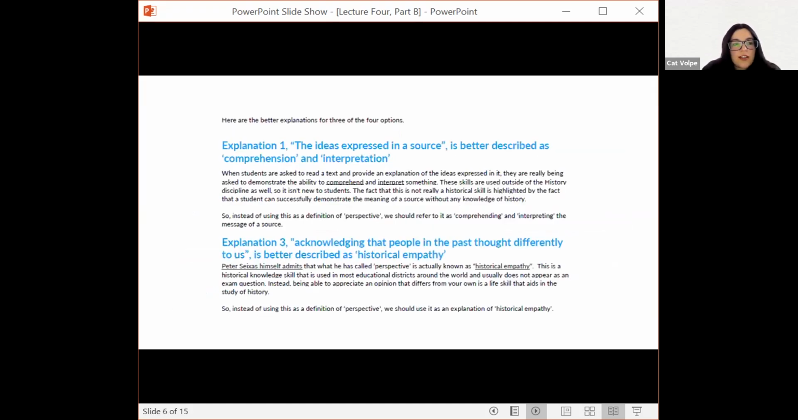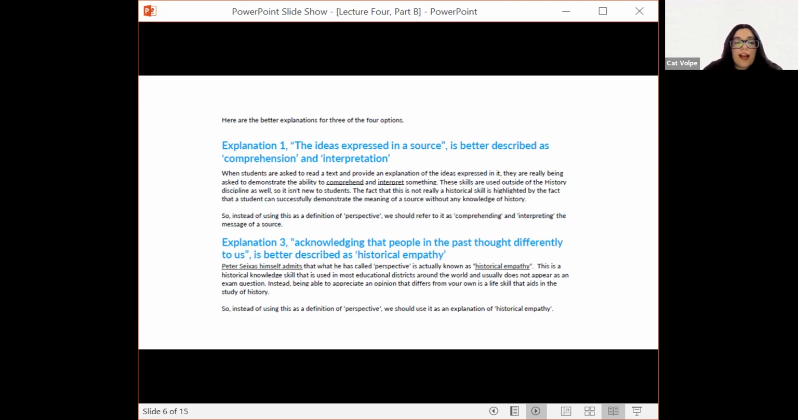So in the first instance, the author sort of dismantles the idea that explanation 1 should be how we can explain historical perspective, because the author actually states that the ideas expressed in a source is actually thinking about comprehension and interpretation, okay? And you can go on and read the article to see what the author means in that way. Explanation 3, the author sort of dismantles that, saying that's more historical empathy.